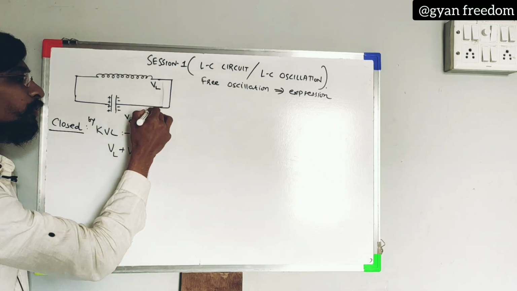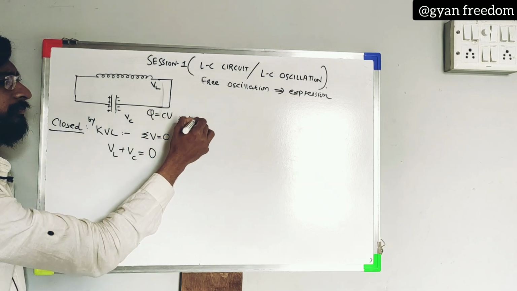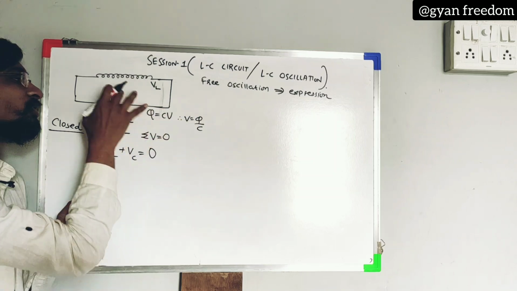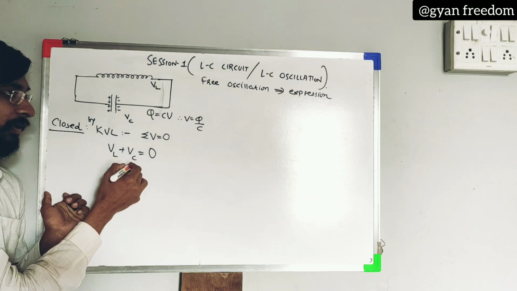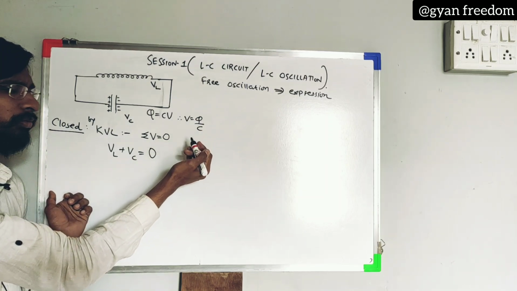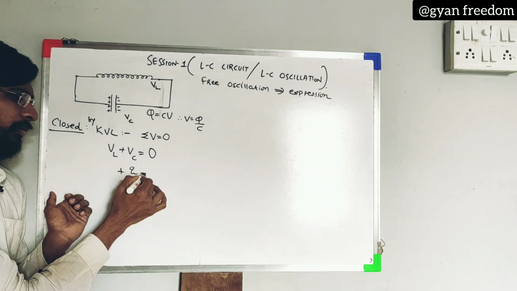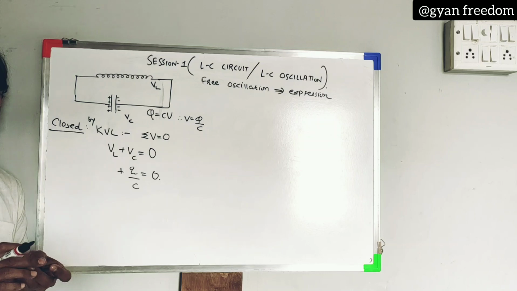For capacitor we know Q is equals to CV. Therefore V कितना हो जाएगा? Q divided by C, where C is the capacitance of capacitor, Q is the total charge across the plate, and V is the potential across the capacitor. So VC can be written as इसको small भी लिख सकते हैं. So Q divided by C, simple. Now what will be the VL?